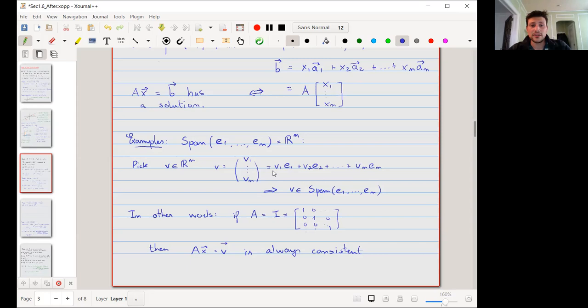Another way of saying this is that if I have a linear system whose associated matrix is the identity, in other words, whose columns are the standard vectors, in this example here, I'm drawing a 3x3 matrix, then the span of the standard vectors being Rn is equivalent to saying that Ax equals v is always consistent for all choices of v.